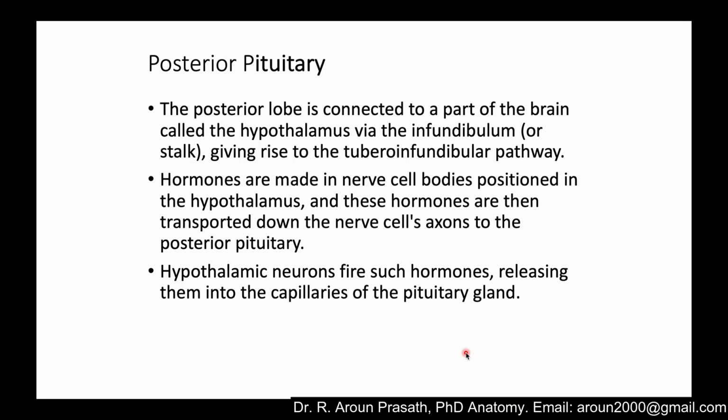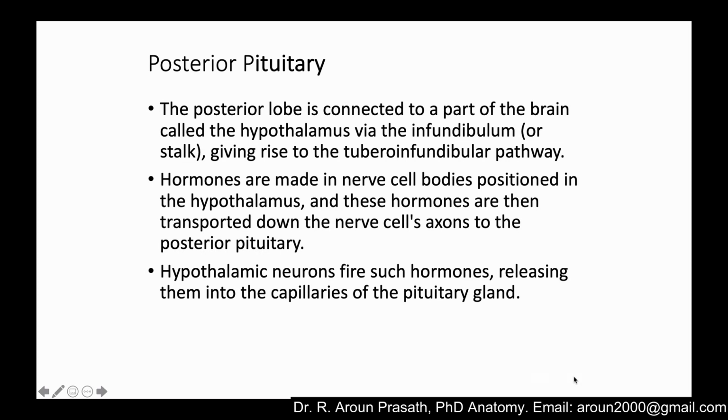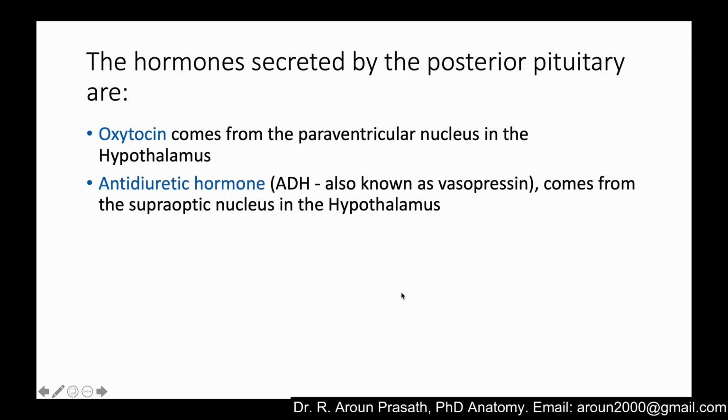Okay, likewise the posterior pituitary, also called the neurohypophysis, gives rise to the tubero-infundibular pathway. This is nothing but the axons extending from the hypothalamus to the posterior pituitary. The hormones are made in nerve cell bodies positioned in the hypothalamus, and then these hormones are transported down the nerve axons. Hypothalamic neurons fire, releasing such hormones into capillaries of the posterior pituitary gland. Those hormones are oxytocin and vasopressin, that is the antidiuretic hormone.